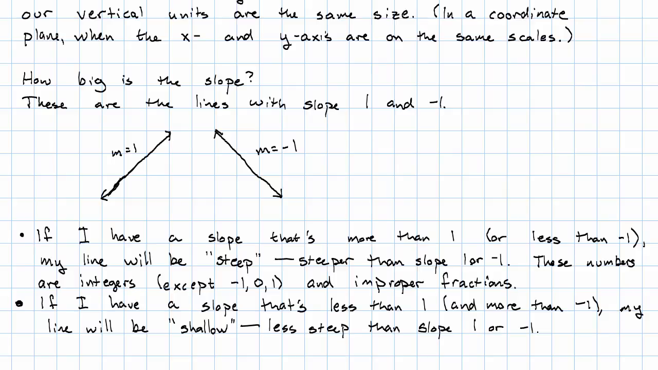If I have a slope that's less than 1, and also more than negative 1, my line will be shallow. It'll be less steep than slope 1 or slope negative 1. It'll be closer to being a horizontal line. How do I recognize a number that's between 1 and negative 1? Those are the proper fractions. Remember, we can recognize a proper fraction because its numerator is smaller than its denominator. That means the rise is smaller than the run. We're going to have a shallow line.